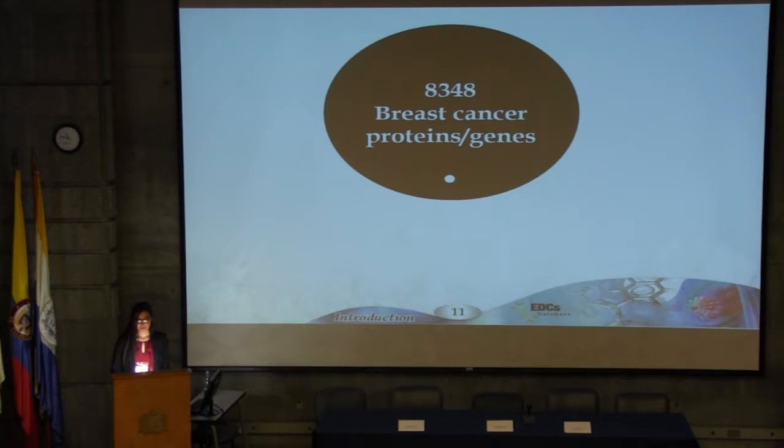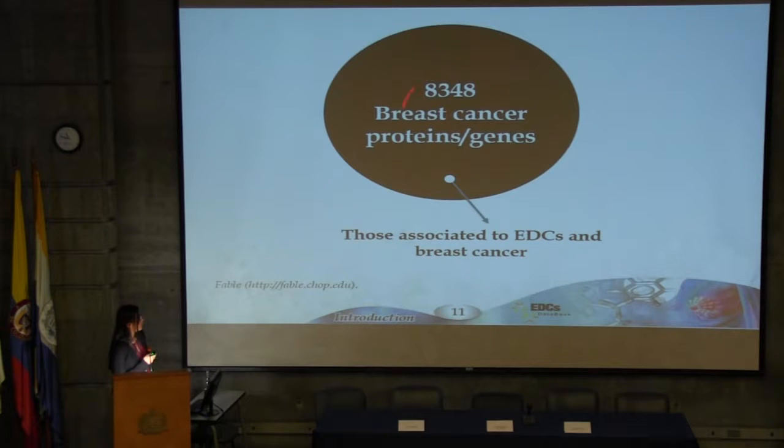As I mentioned before, there is not a consensus list of proteins or genes related with this disease, or biomarkers for this disease. So I made text data mining to find those proteins or genes related with breast cancer using a great tool called FABLE. And I found that around 8,000 proteins were related with breast cancer. And from those, only a very small portion were also related to endocrine disruptors, with the estrogen receptor having the greatest number of references, with only 10 references.